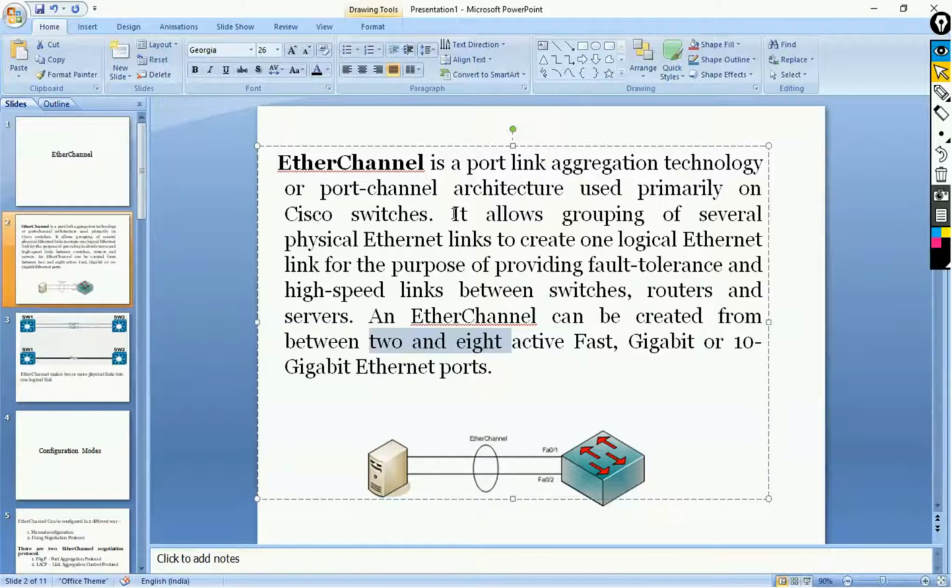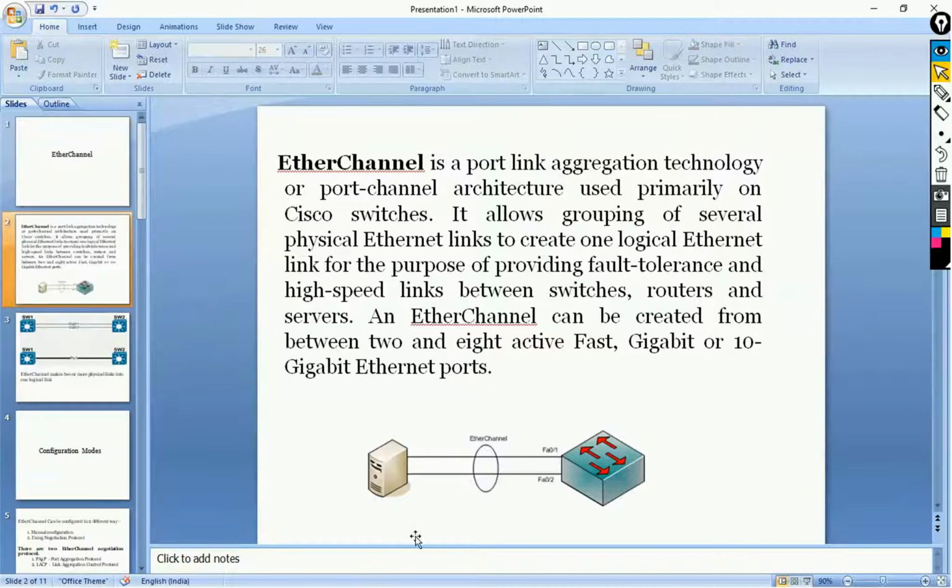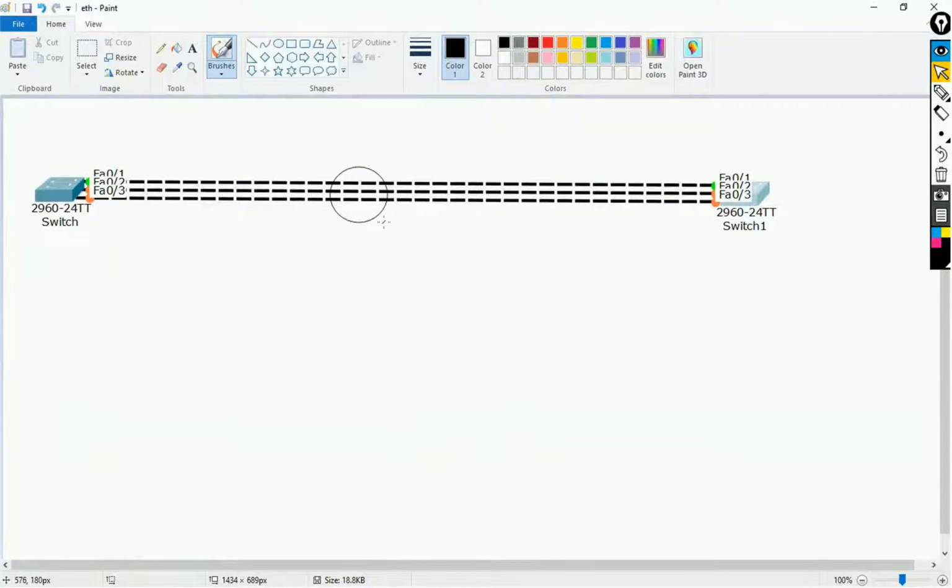The main thing here to emphasize is grouping of several physical Ethernet links to create one logical Ethernet link. Now, why should we use this technology? That should be everyone's question. EtherChannel is a part of another topic, a subtopic of Spanning Tree Protocol. So I'm going to tell you very briefly about spanning tree.